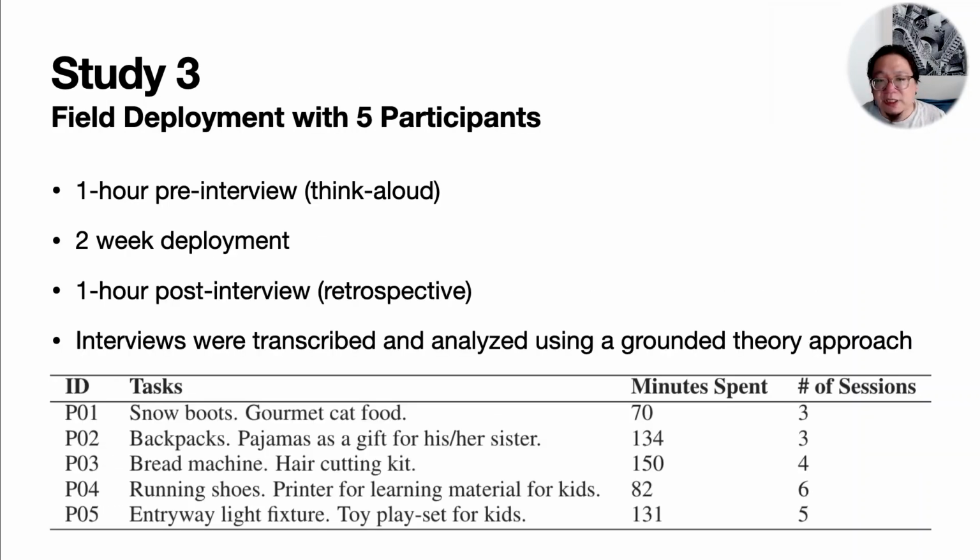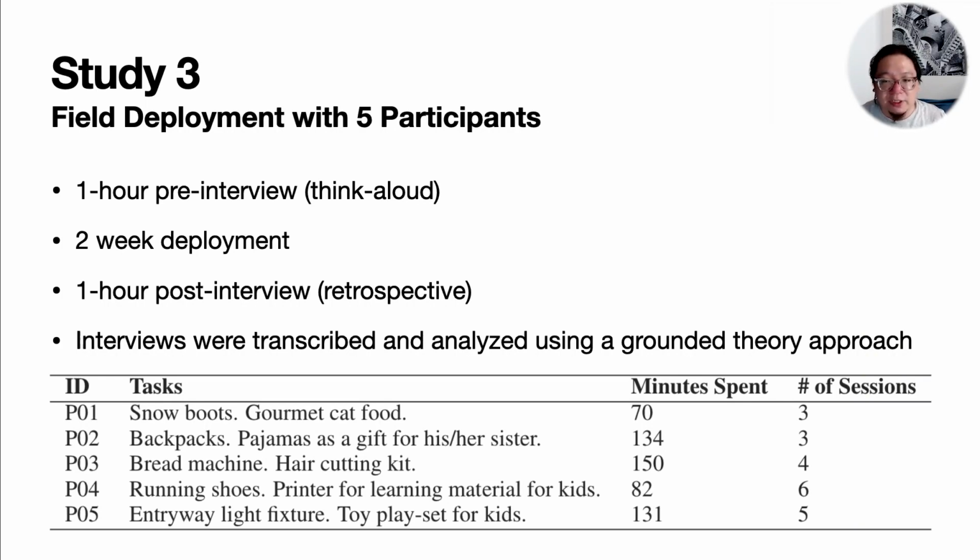So the first 2 studies were lab studies where we controlled for task complexity using fixed options and criteria. To test MASH in a more realistic setting, we deployed the system for 2 weeks to 5 participants in study 3, and then to collect more qualitative insights. You can see in the table that they've conducted a wide variety of shopping tasks, ranging from clothing, appliances, cat food, furniture, and more. Each of them were interviewed for 1 hour initially and then 1 hour after the deployment.